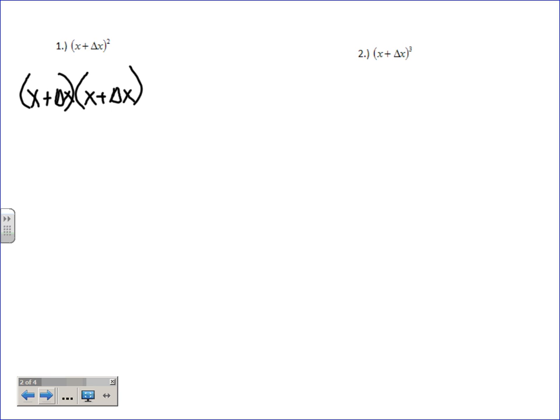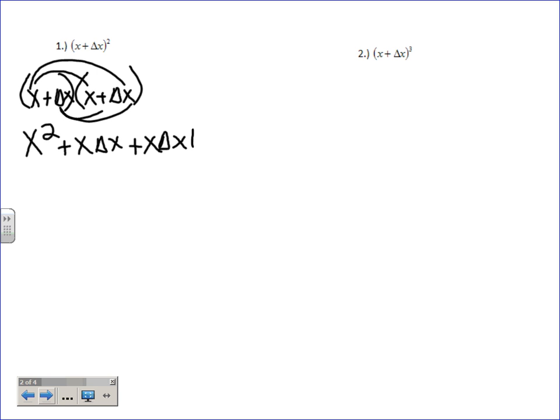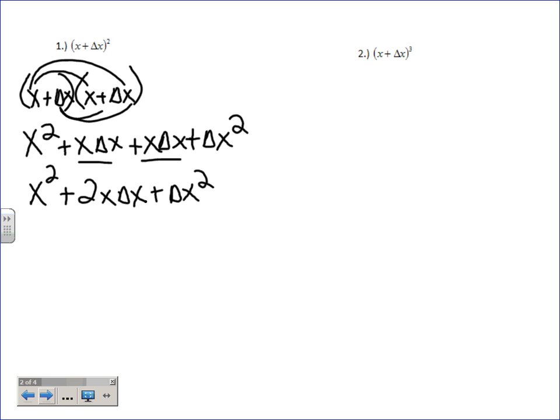Okay, right? This is what we would normally do, right? Let's just FOIL it, right? So you would take x times x, which is x squared. You take x times that, which is x delta x, plus x delta x, plus delta x squared. Do you agree with that so far? So it'll be x squared plus these two terms can go together, right? 2x delta x plus delta x squared. Do you agree with that?